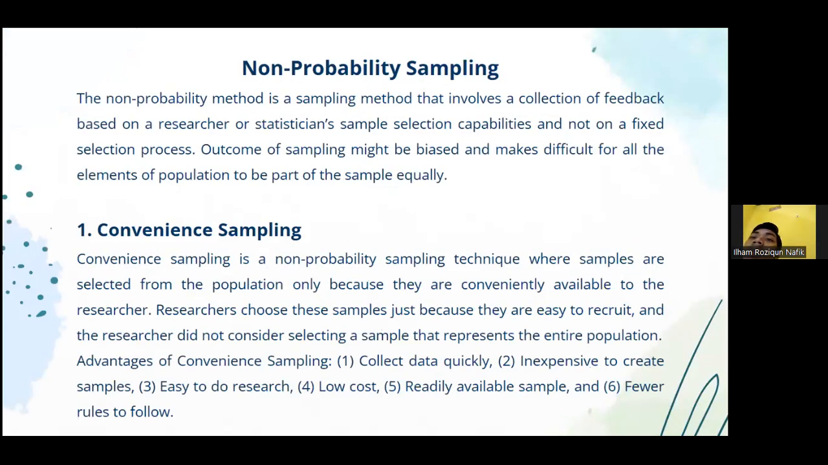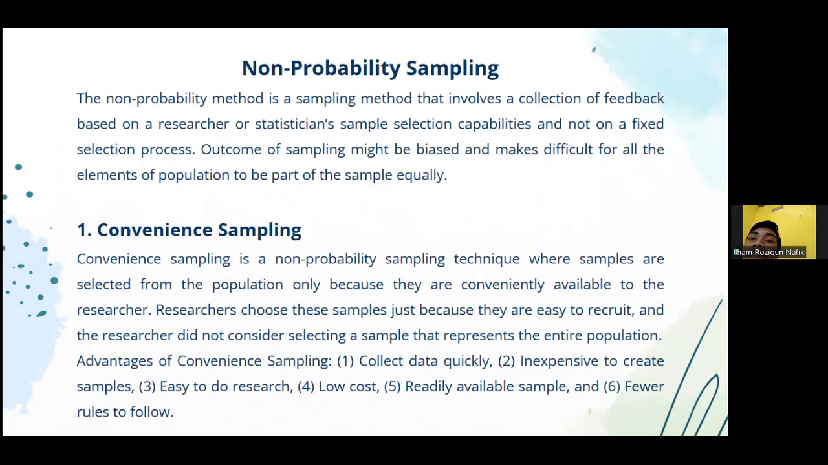The next is non-probability sampling. The non-probability method is a sampling method that involves a collection of feedback based on researchers or statisticians' sample selection capabilities and not on a fixed selection process. The outcome of sampling might be biased and make it difficult for all the elements of the population to be part of the sample equally. There are some types of non-probability sampling.